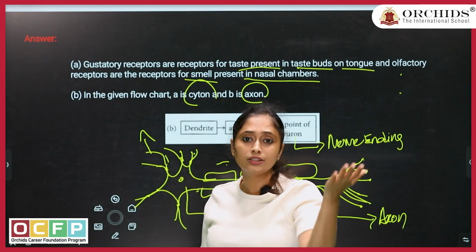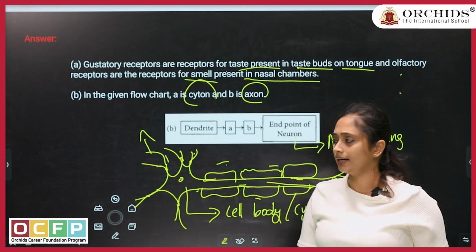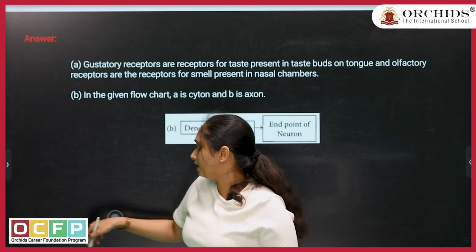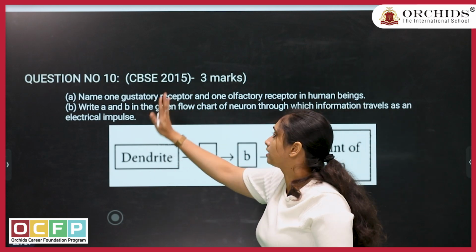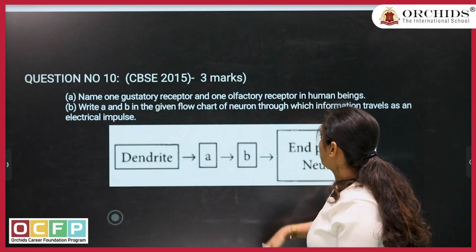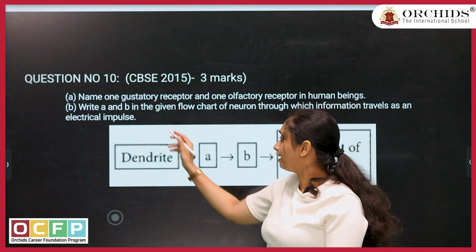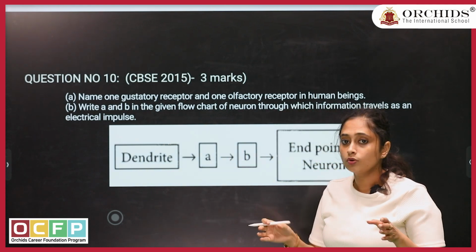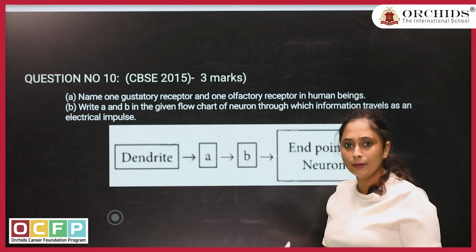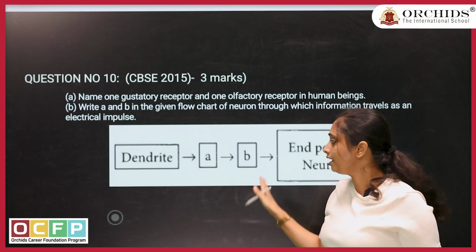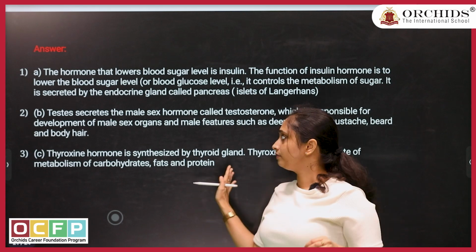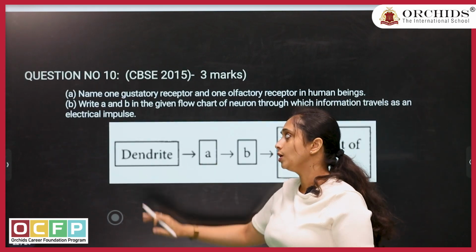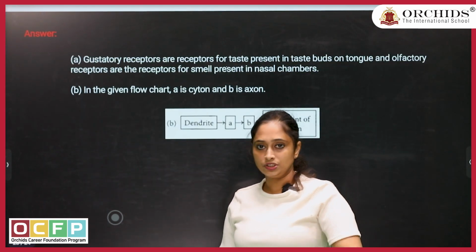You don't need to write too much about the gustatory receptor, because the question is directly asking you to name it. Name only one gustatory and one olfactory receptor, and directly give A and B. When you are writing A and B, put the flow chart in your paper and fill in A and B. Then it will come out very properly. So this is the answer to the 10th question.